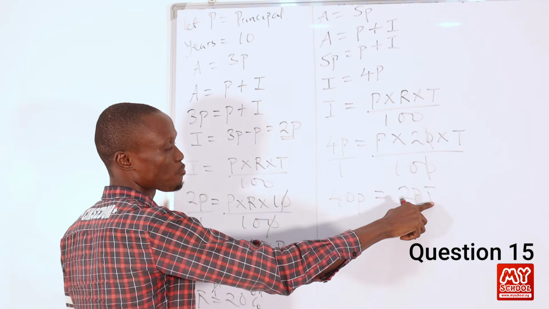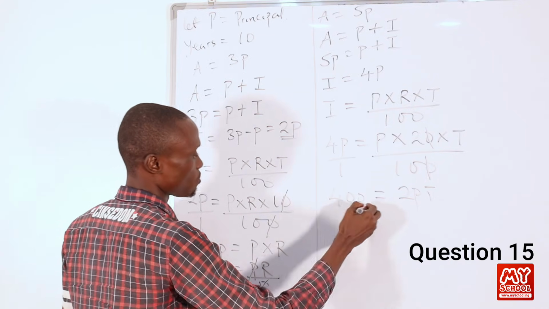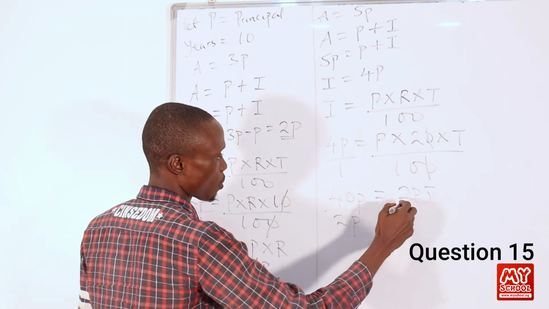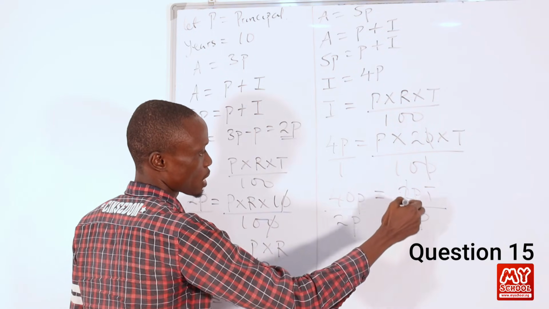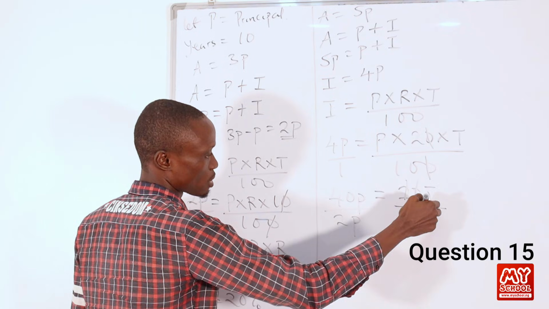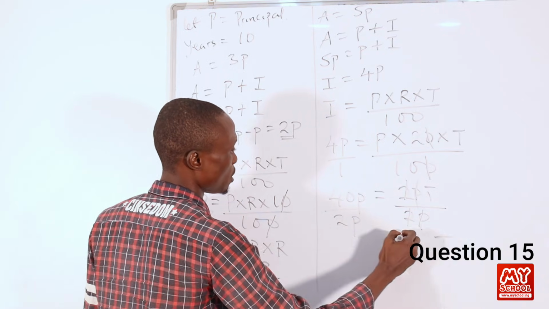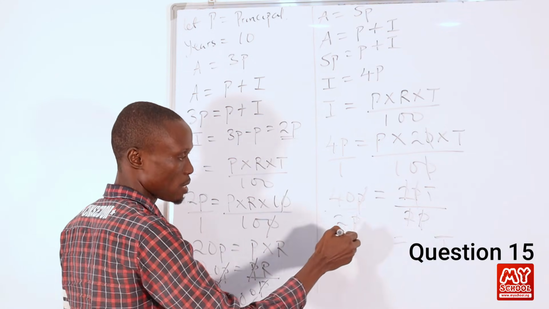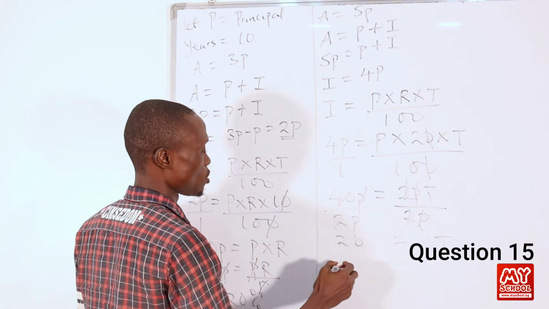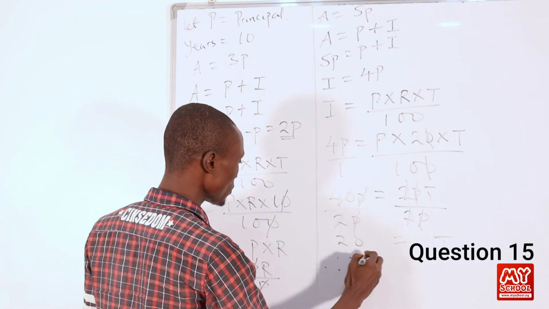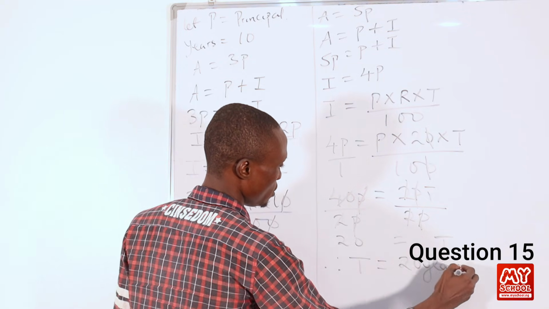Now since we are looking for the value of T, we can divide both sides by 2P. I will divide the left-hand side by 2P, and I will also divide my right-hand side by 2P. So 2 cancels 2, P cancels P, so that we have T left. Then P cancels P here, then 2 goes into 40, and that gives us 20. So we can say, therefore, the number of years is equal to 20 years.